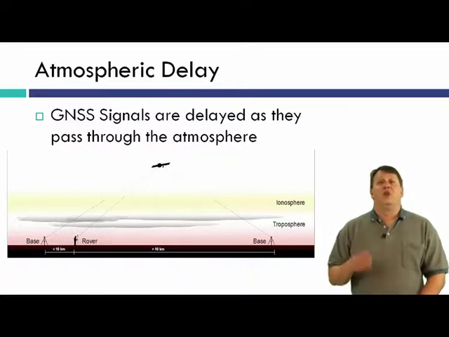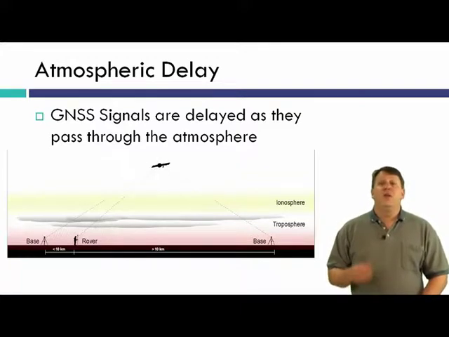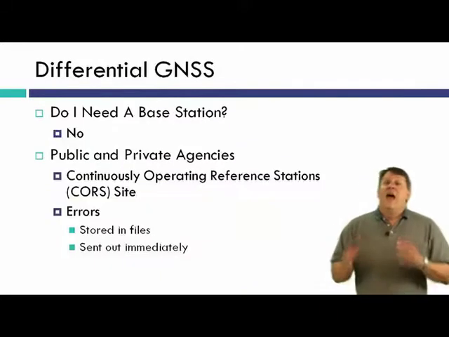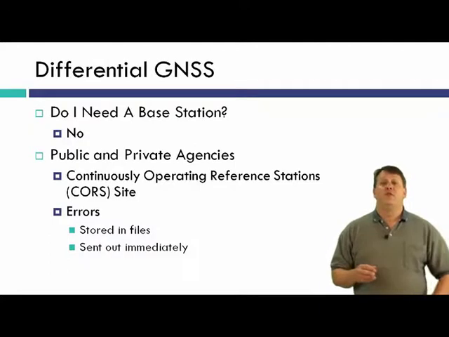They come down through a layer called the ionosphere and through our local weather, or what we call the troposphere. Atmospheric effects are considered uniform if we are working close to the base station and can be removed, as we work further away from the base station. As we have learned, in differential GNSS, we have to have two receivers.